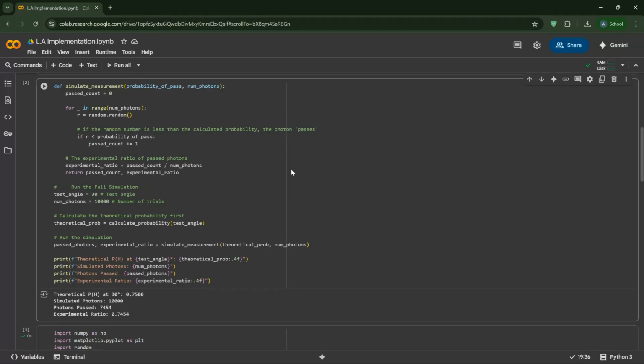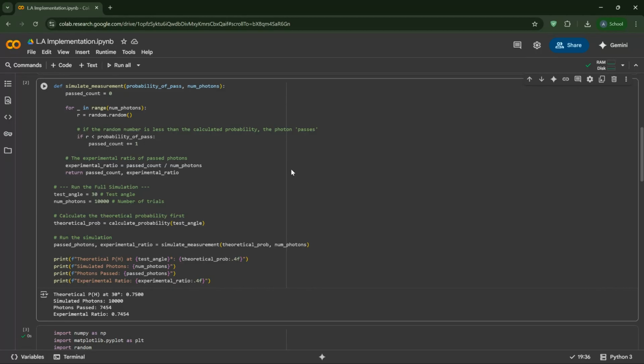The theoretical number is great, but physics is about reality. So, how does one photon choose to pass or fail? We run a loop for thousands of photons. In each run, we generate a random number between 0 and 1 so that we can simulate the discreteness of quantum entities. We then compare that random number r against the calculated probability. If r is less than the probability, the photon passes. The state vector has collapsed to the horizontal state. If it's greater, the photon fails, collapsing to the vertical state.